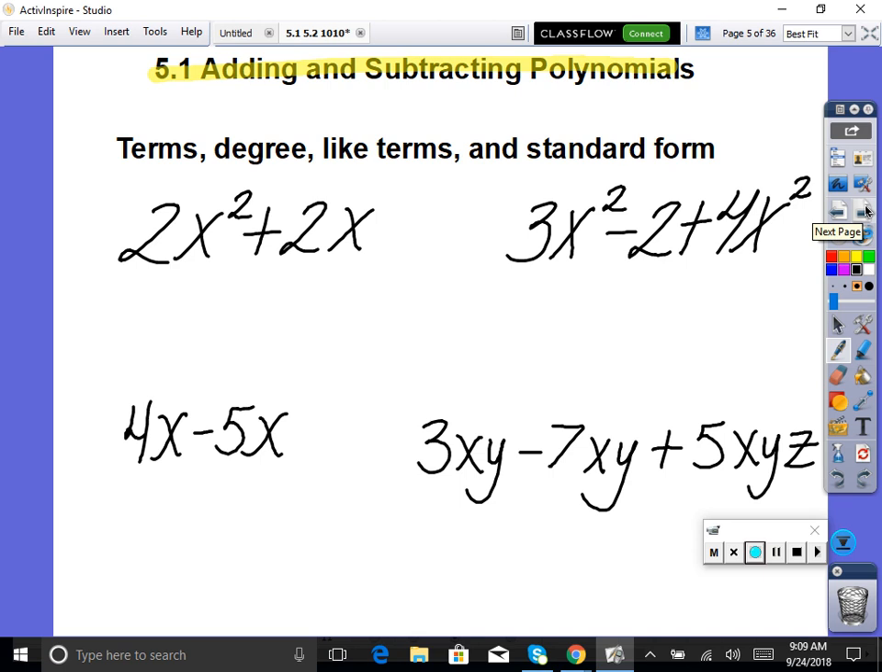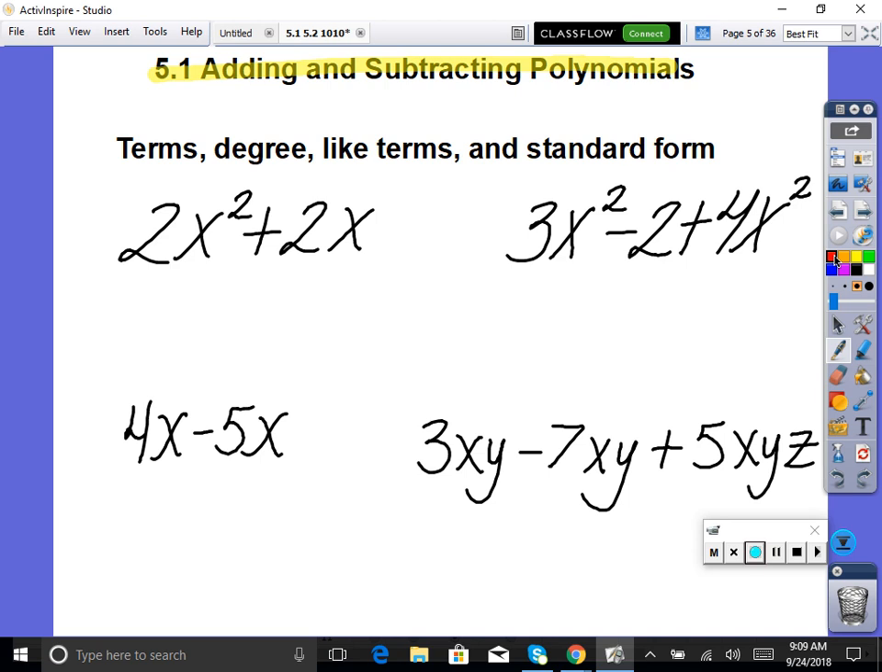All right, so now we're going to 5-1. It's going to be a lot of easy stuff. Okay, adding and subtracting polynomials. You need to understand vocabulary words. So if I said to you terms, how many terms does it have? Terms are separated by plus or minus signs. You need to know that.